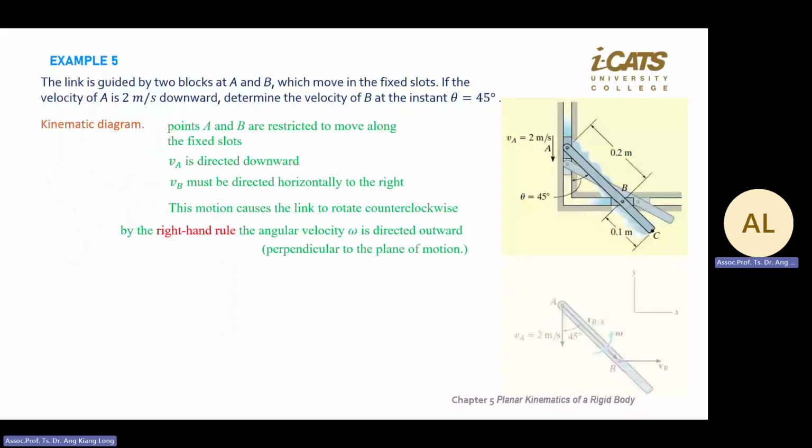Okay, so if you pull this rod out, you're expecting the motion happening like this, right? Your Y is pointing up, X to the right. This is your general axis. And then you have omega, which is anti-clockwise. A straight away moves down, 2 meters per second. VB you don't know, but you know VB must move to the right. So your answer in your analysis, VB should be positive, according to your diagram. If you calculate and your VB is negative, it means something is wrong in your calculation.